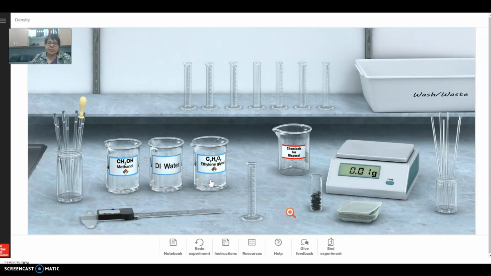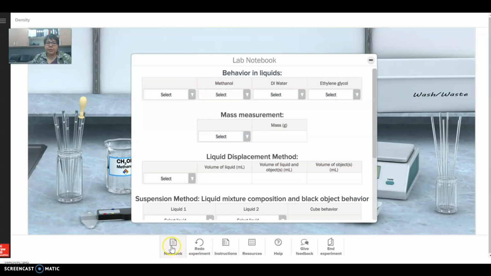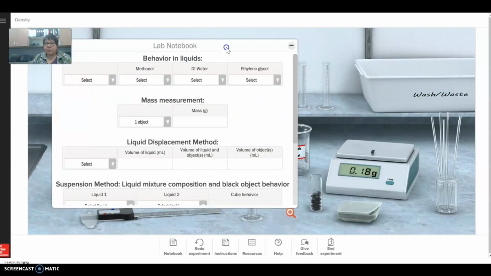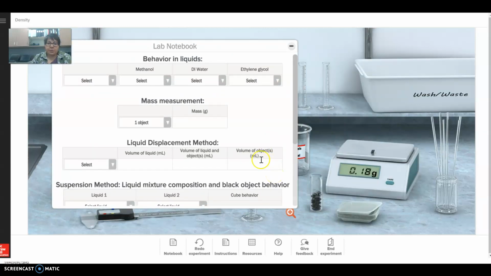The instructions tell you to tare and then measure the mass of one of your little squares. You can record that in the notebook. What is the mass of one of the squares? Whatever the mass was, I don't remember, 0.018 grams.